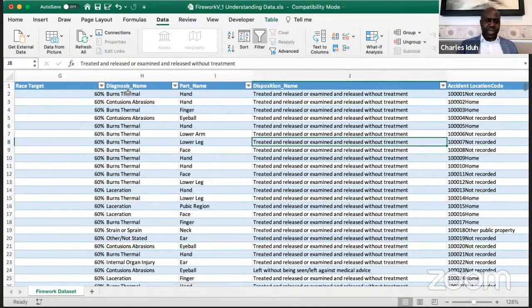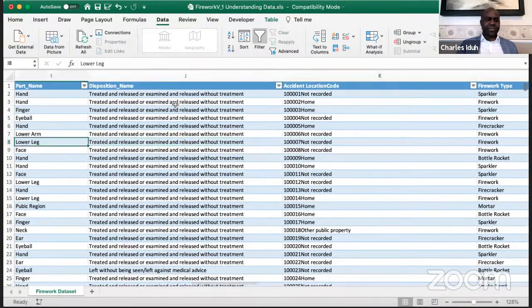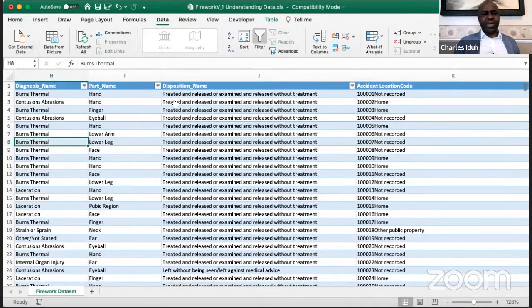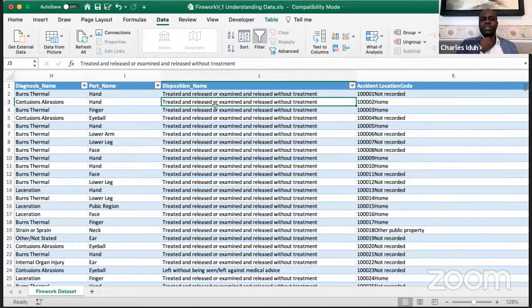Diagnosis name. Let's look at the diagnosis name. We can see bones, tumor, contusions, abrasions, bones, tumor, likewise, continue. We can see laceration, and we can also see parts. You can see parts name, finger, and so on, lower leg. Disposition name. Let's look at disposition name. They all have the same thing, treated and released, unexamined, and accident location code.